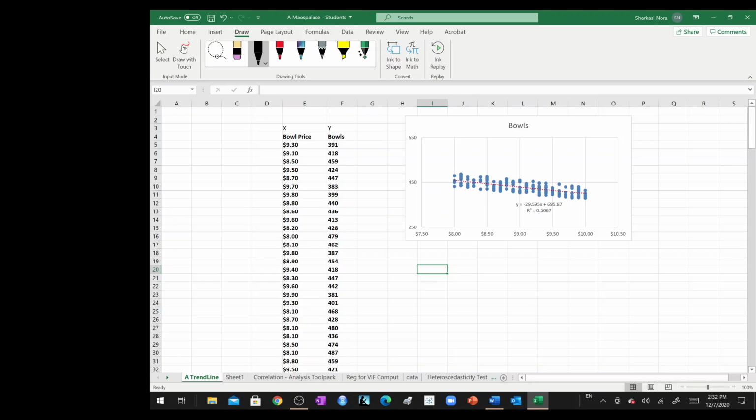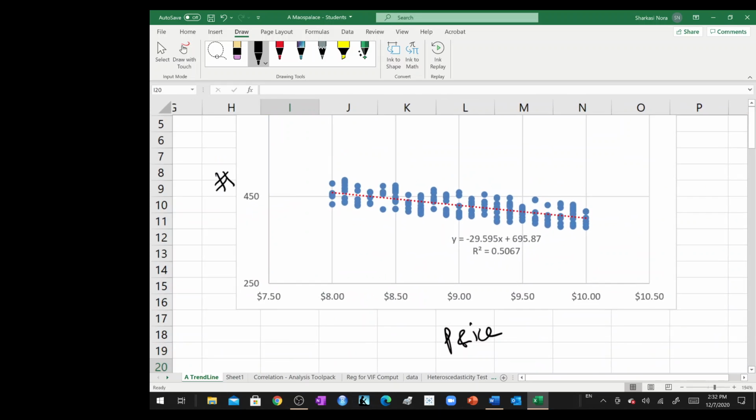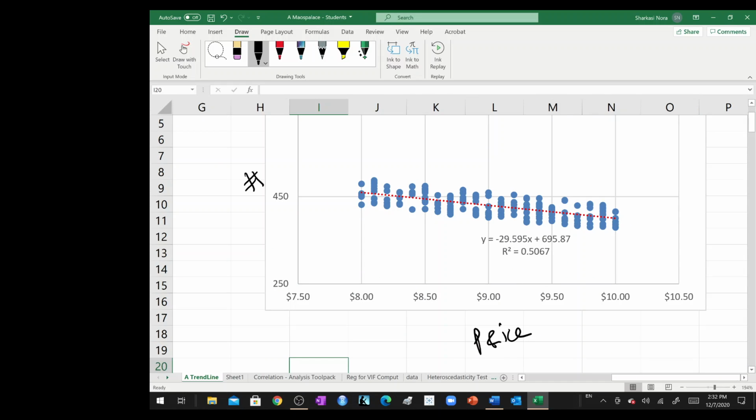This is an example from a data set that I've got for the number of balls sold, versus the price of the rice ball in an Asian restaurant. Here we have the number of balls versus the price. As you can see, the points spread around this red linear model, which is equal to 695.87 minus 29.595 x, where x is the price. The price of the rice ball seems to explain 50% of the variation in the number of balls of rice sold.